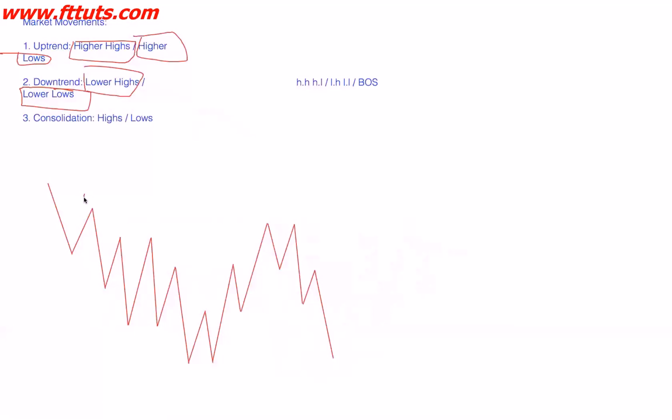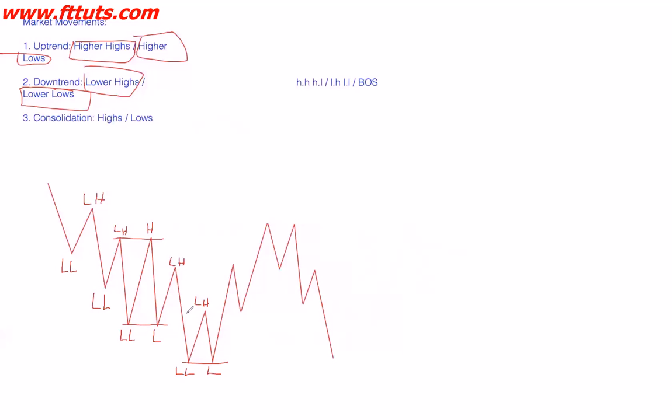So starting off here, this is a lower high, assuming we're already in a downtrend. This is a lower low. This is a lower low. This is a lower high. This is a lower low. This is a high. This is a low. This is a lower high. This is a lower low. This is a lower high. This is a low, with respect to the same area of support over here as well. And here as well, respect to this area of resistance.